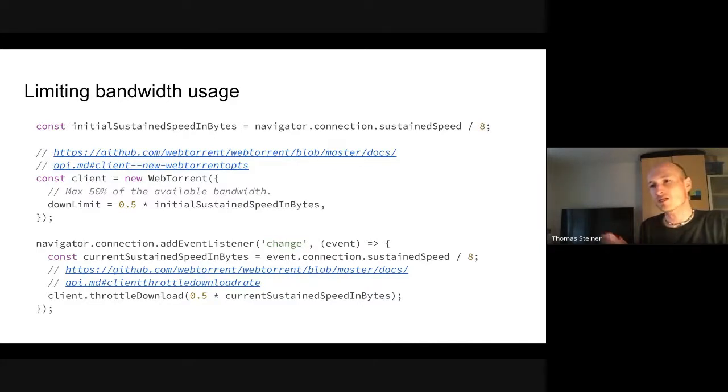Because my initial speed will of course not be the same all the time, I set up a change listener and say, if the current sustained speed in bytes changes, I just call client.throttleDownload with 50% of the available speed that I have in theory, so that I can have this running but I don't consume all my bandwidth. It dynamically adapts to whatever my network speed is. So this is not a made-up example. This is something people use in practice. WebTorrent is a very popular thing for watching completely legal content on the internet that you can download on the fly from your peers.